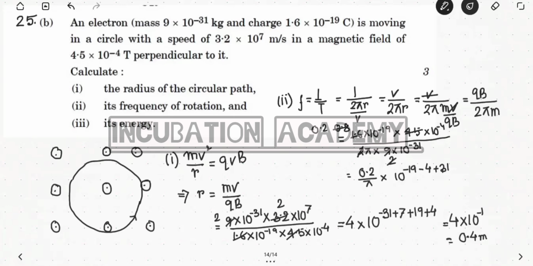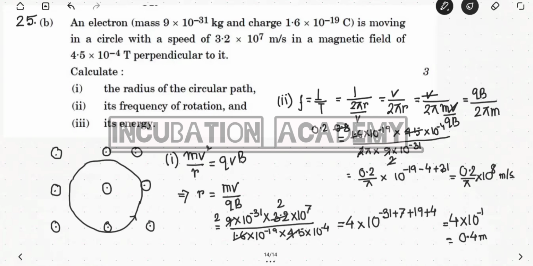So it becomes 0.2/π multiplied by 10^8 per second. It is of the order of the light's velocity. Obviously it is less than 3 × 10^8 meter per second, the speed of light, but it is of the order of 10^8. So I think you have understood that the mass becomes relativistic now.